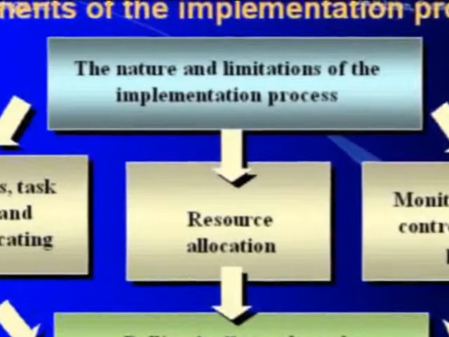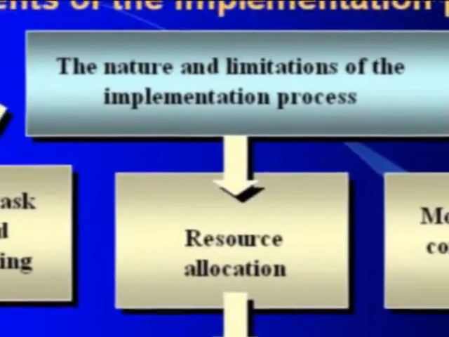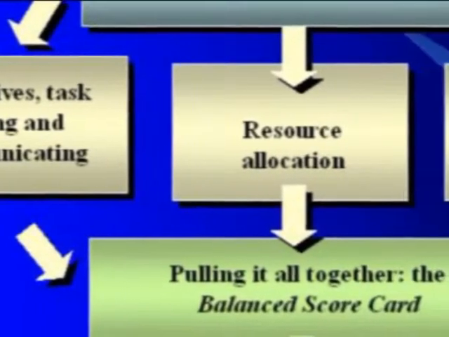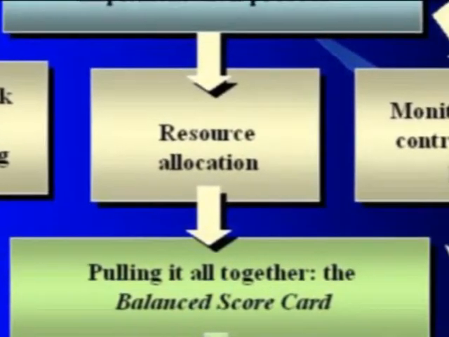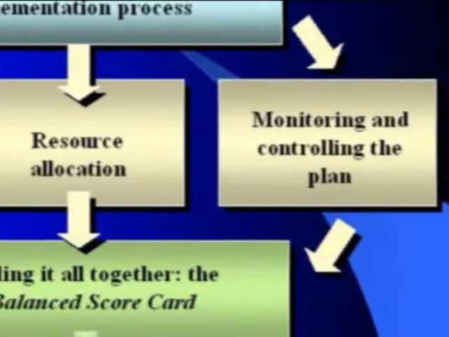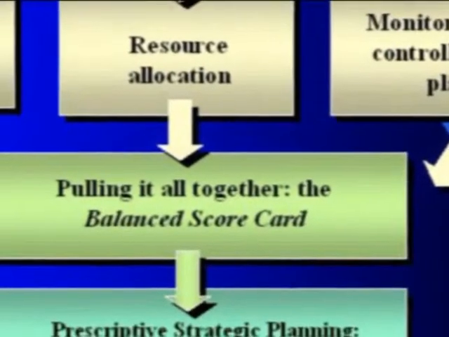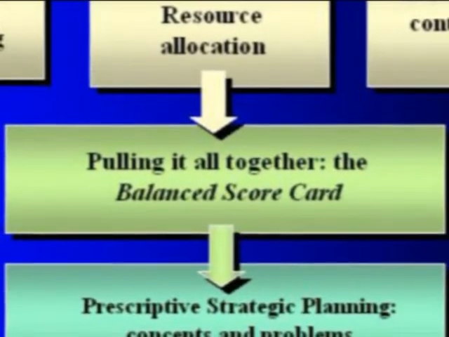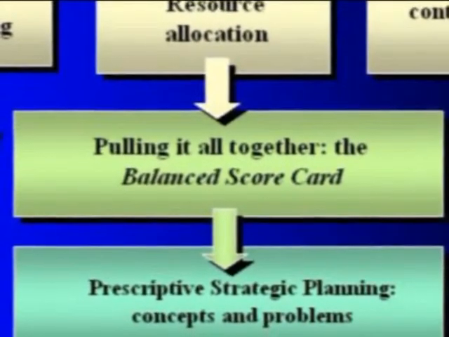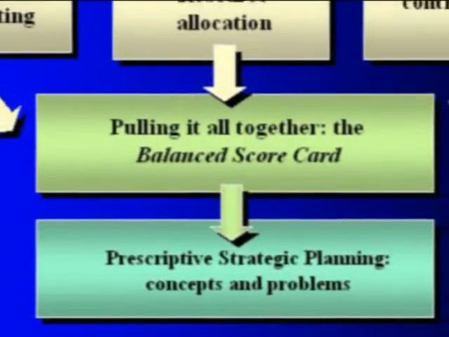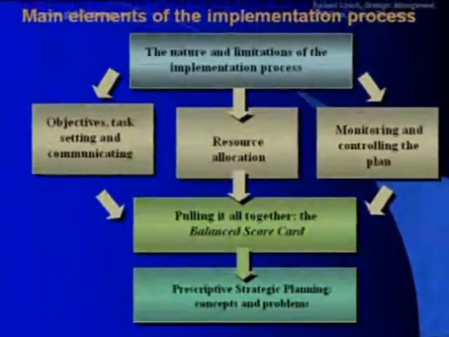It begins by defining the nature of the implementation process. It then continues with 3 short sections on objectives and task setting, resource allocation, and monitoring and controlling the strategic plan. It then moves on to consider the balanced scorecard, which pulls the whole thing together before finishing with a section on prescriptive planning concepts and problems.